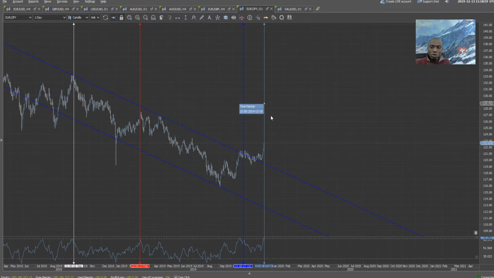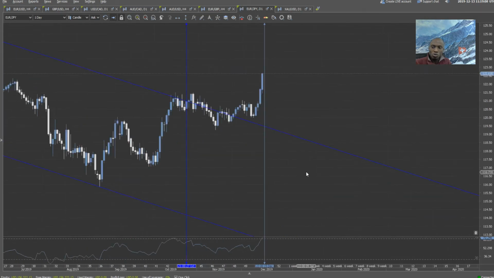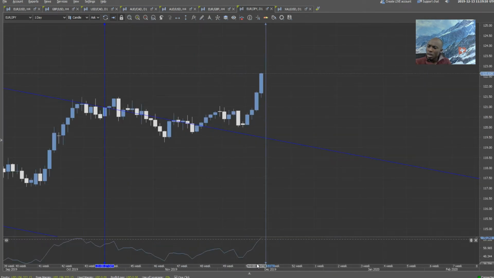The price is already showing me I need to sell. When can you sell? You don't just say, hey, the RSI is showing me that it's in the overbought zone, traders are not buying this pair in the market, let me start selling. No, you need to see a sign in order for you to sell.